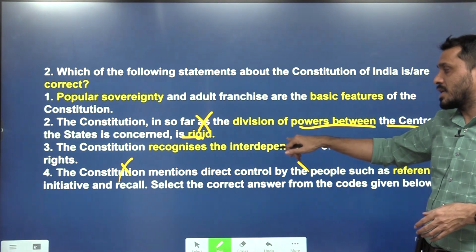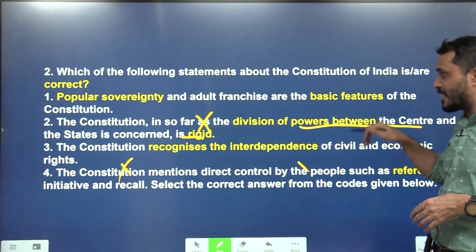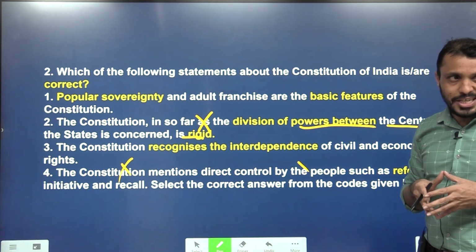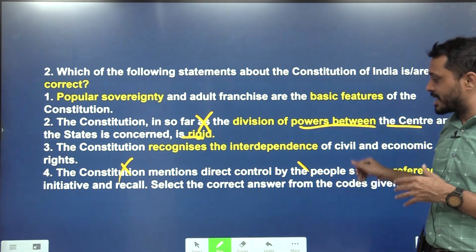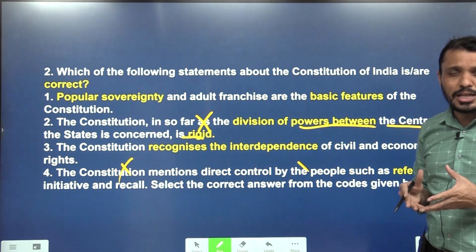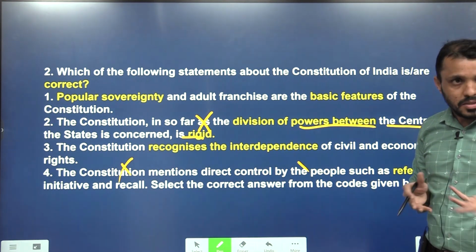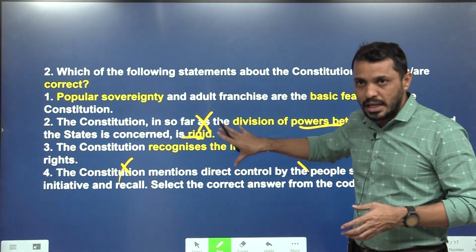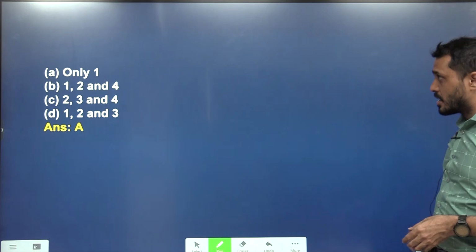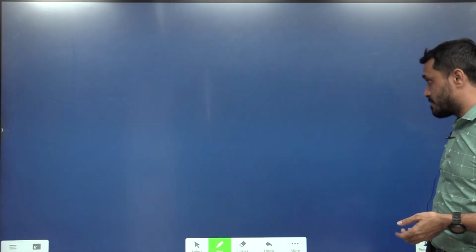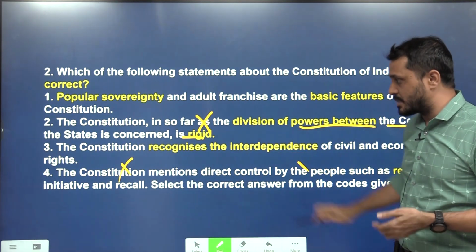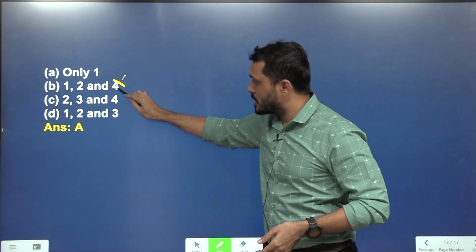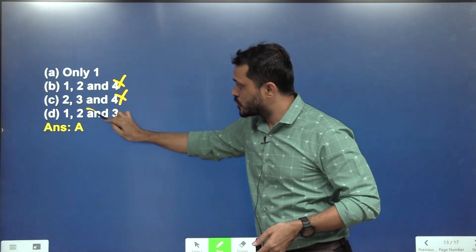Third one, the Constitution recognizes interdependency of civil and economic rights. In the Indian Constitution, we have seen fundamental rights, but nowhere do we mention the interdependency between economic rights and civil rights. Economic rights are nowhere mentioned explicitly. So even if you are not sure about the rest, at least you should be able to eliminate 2 options. Statement 2 and statement 4 should not be there.